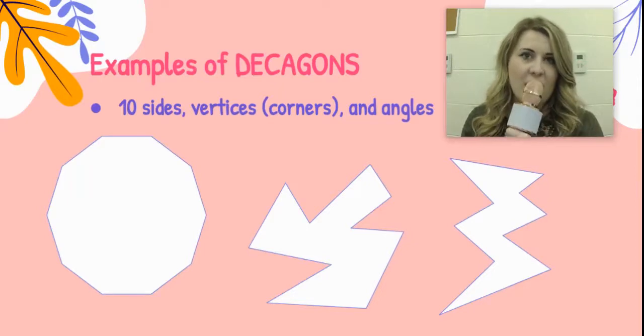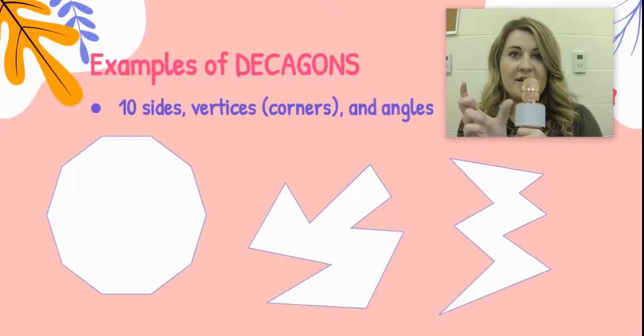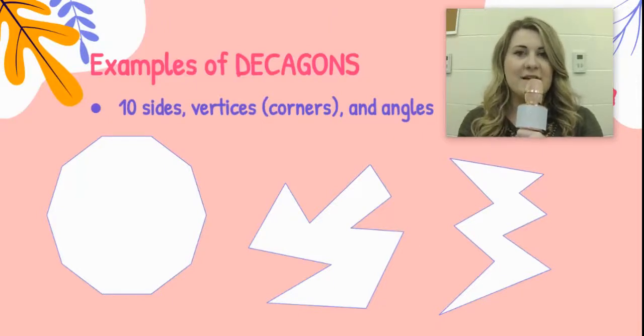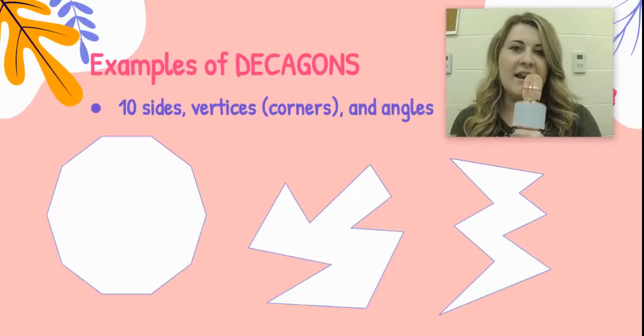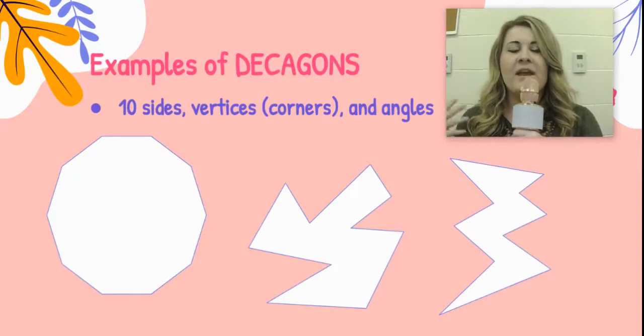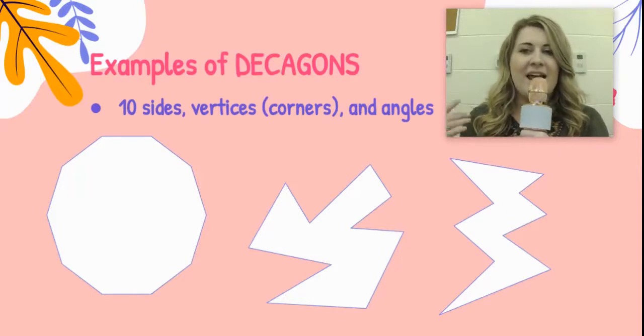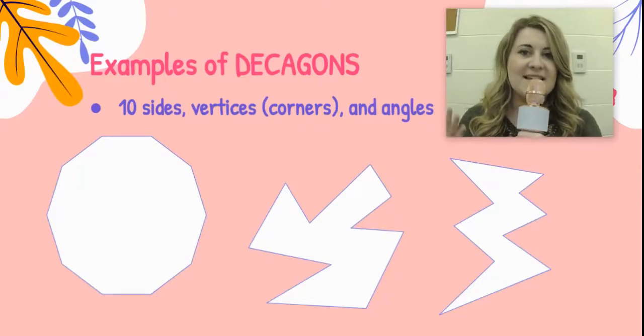Then we have the octagon. Octagon has the same prefix as octopus. That's because an octopus has 8 tentacles. An octagon has 8 sides. So octagon, think of an octopus. 8, 8. And then we have nonagon, which sounds like nineagon because non and 9 go together. Nonagon has 9 sides. And then last but not least, we have a decagon. And a decagon has 10 sides because a decade, deca means 10.